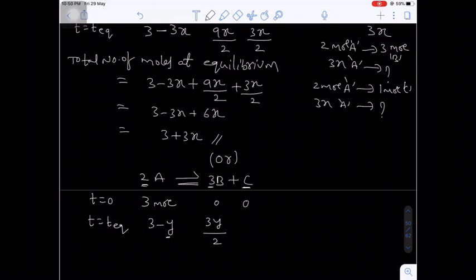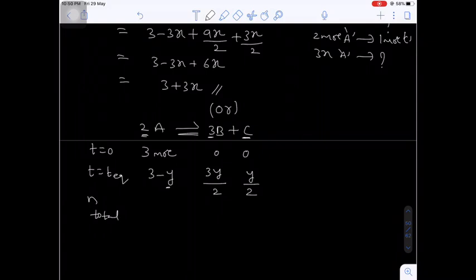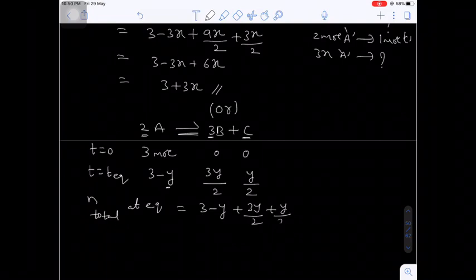2 moles of A give 1 mole of C. Y moles of A give how many moles of C? That is Y by 2. Now the total number of moles, N total, at equilibrium is 3 minus Y plus 3Y by 2 plus Y by 2. Now 3Y by 2 plus Y by 2 is 4Y by 2, that is 2Y. Minus Y plus 2Y, so the final is 3 plus Y.